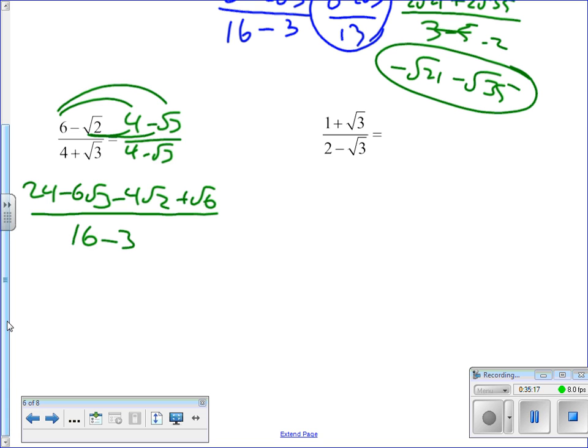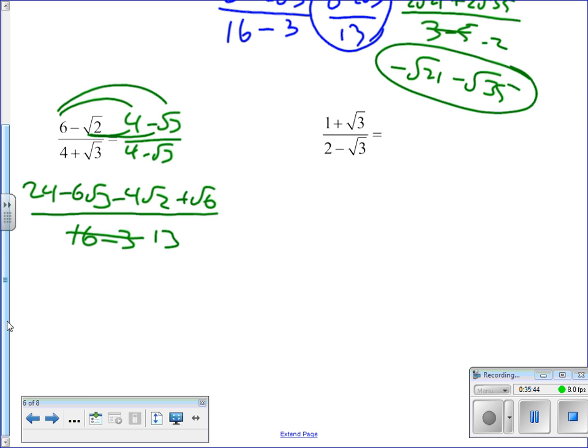And then I simplify whatever I can simplify. Can I combine any like terms in my numerator? I got 24, I got root 3, I got root 2, I got root 6. Root 3, root 2, root 6 are not like radicals, so I can't add them together, and I cannot simplify them. So my numerator is unchangeable. My denominator, on the other hand, is 13.